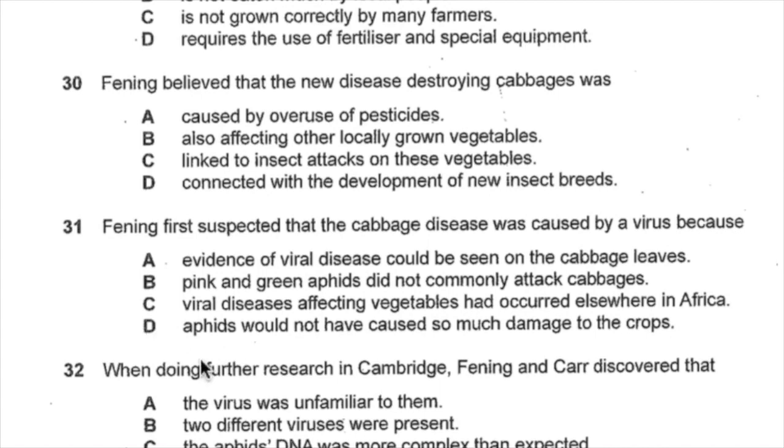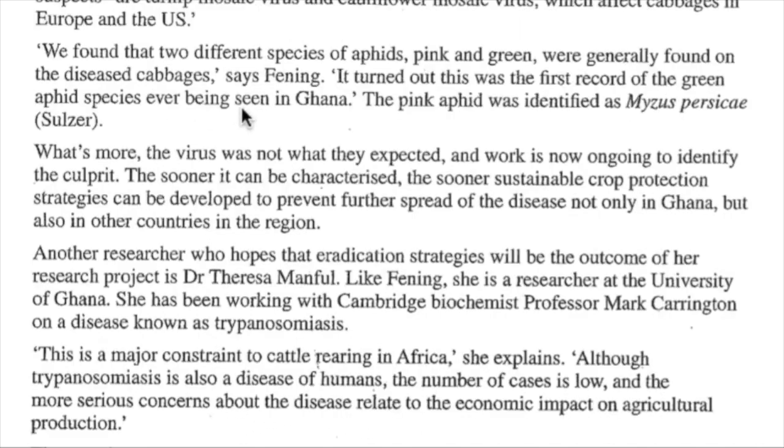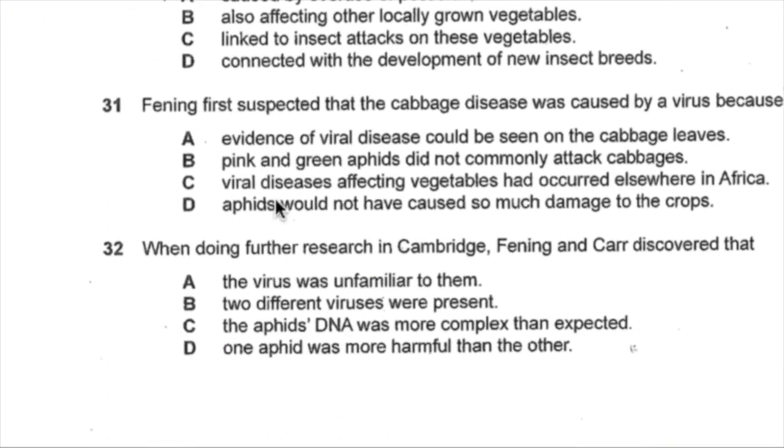Let's come to 32, and that is, when doing further research in Cambridge, Fenning and Carr discovered that the virus was unfamiliar to them. Okay, two different viruses were present. Okay, further research, we have to see further research. Aphid's DNA was more complex than expected. One aphid was more harmful than the other. We found that there were two different species. So we can't say that this was a part of the further research or not. Two different species, definitely they are mentioning, but the question says further research, right? So we have to take care of the further research option as well.